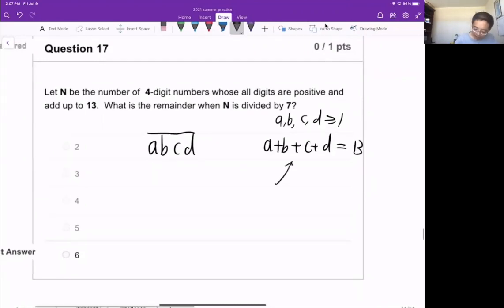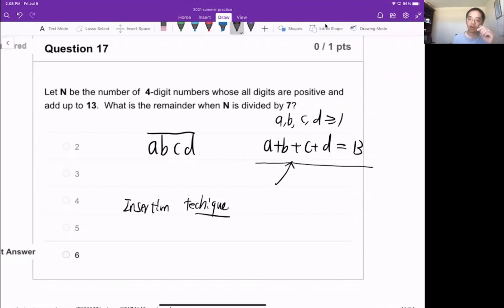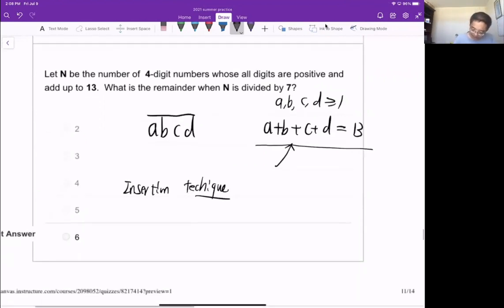First, let's recall how we find the number of solutions of this Diophantine equation, A plus B plus C plus D equals 13. What we use is the insertion technique. Sometimes it's also called the bar and ball technique. Well, it goes like this. You want to find a 13, right? So, okay, I just write 13 ones: 1, 2, 3, 4, 5, 6, 7, 8, 9, 10, 11, 12, and 13. So that's what we have.